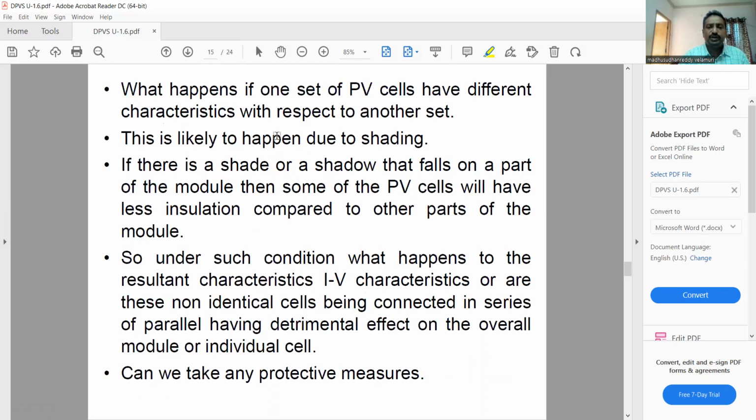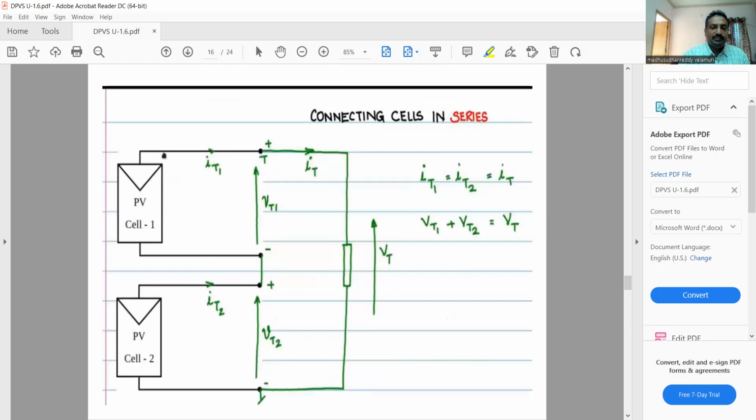So what happens if one set of PV cells has different characteristics? While discussing here, there are two types of cells: identical IV characteristics and non-identical IV characteristics. If identical IV characteristics are there, no problem, it's very good. If non-identical IV characteristics, there will be so many problems. But we'll see here how we are connecting the cells in series.